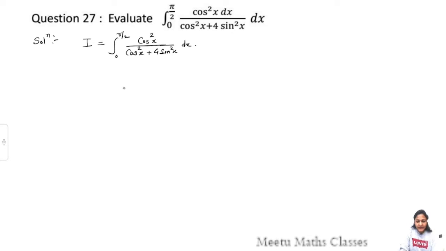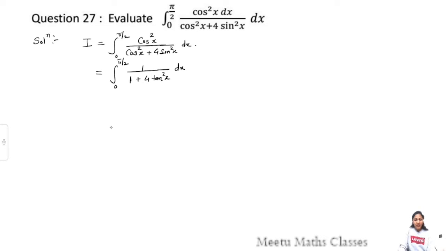Now first of all we are going to divide numerator and denominator by cos square x. So by dividing numerator and denominator by cos square x, we will get 1 upon 1 plus 4 tan square x. Okay, so our quotient is in tan.